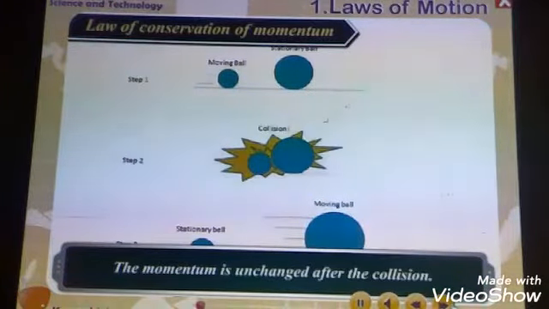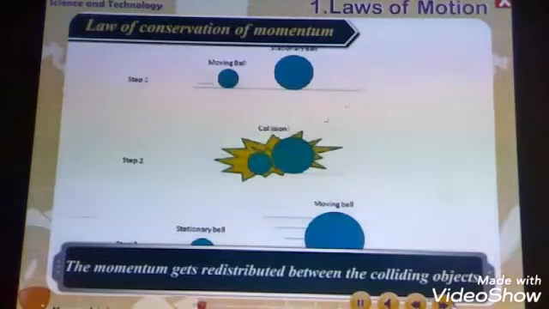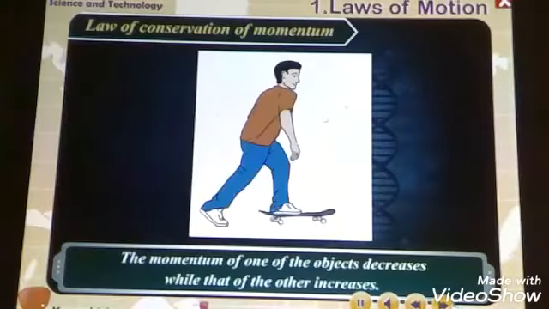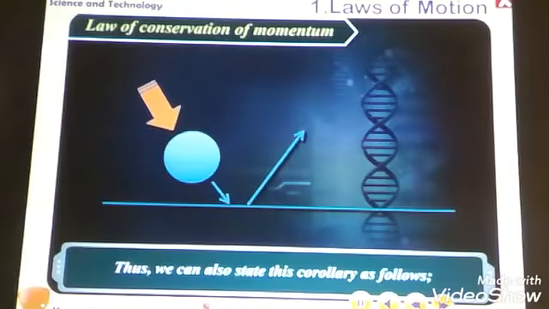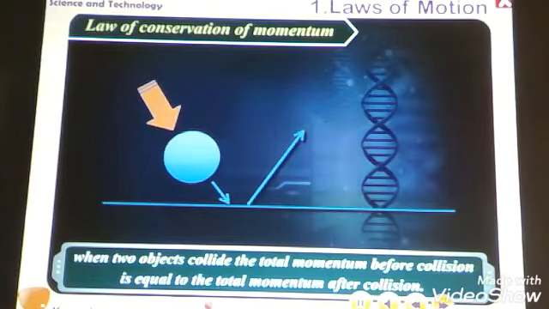Explanation: the total momentum is unchanged after the collision. The momentum gets redistributed between the colliding objects. The momentum of one object decreases while that of the other increases. Thus, we can also state this corollary: when two objects collide, the total momentum before collision is equal to the total momentum after collision.